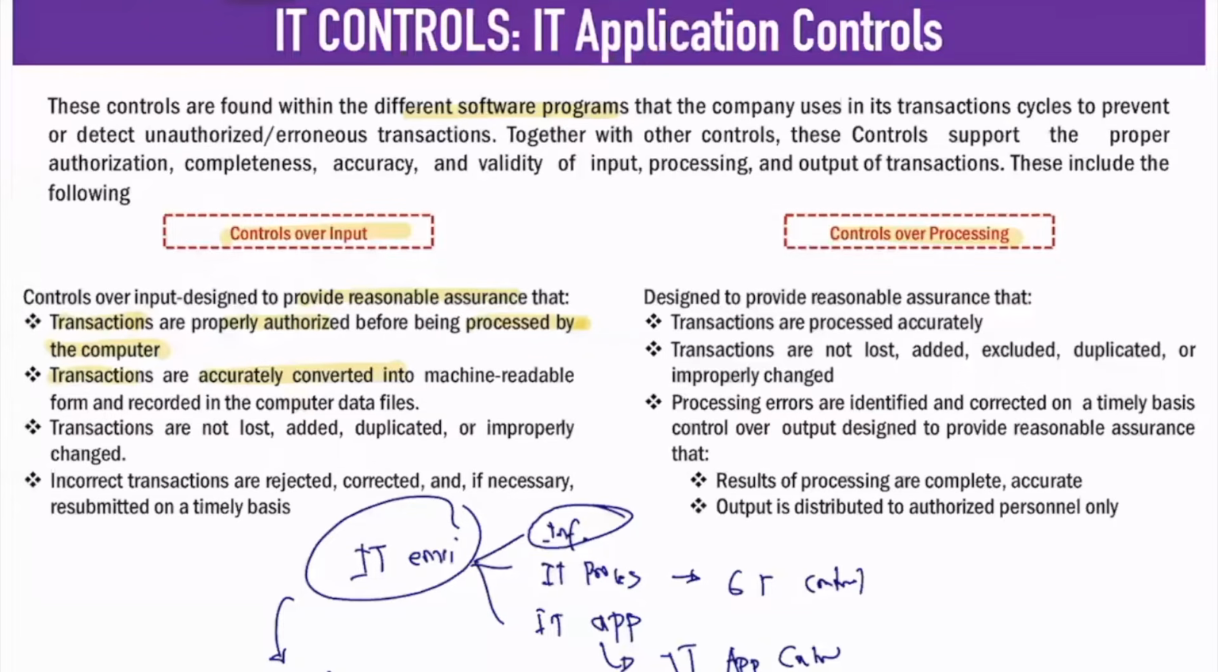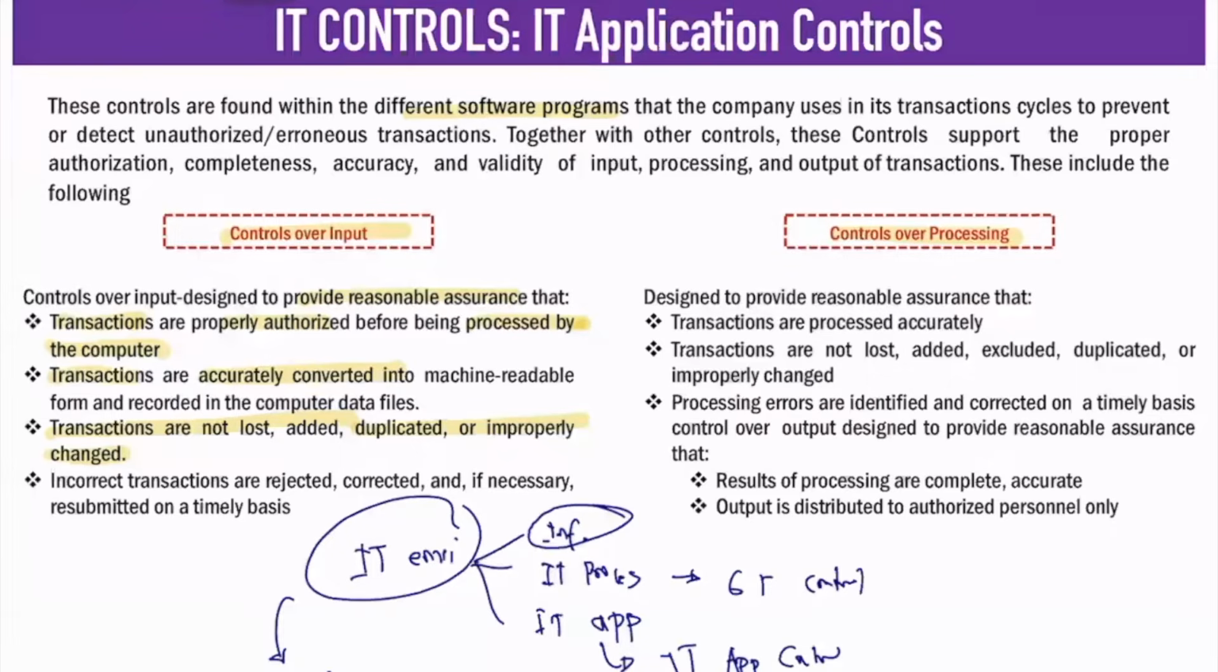So normally, in your controls over input, in your accurately converted into machine readable form, we have your validity test, your completeness check, etc. Next, transactions are not lost, added, duplicated, or improperly changed. So one normally controls over input that we know in your not lost, added, duplicated, or improperly changed is your completeness test.